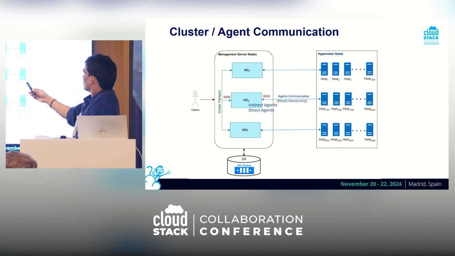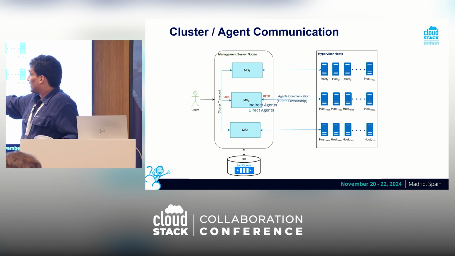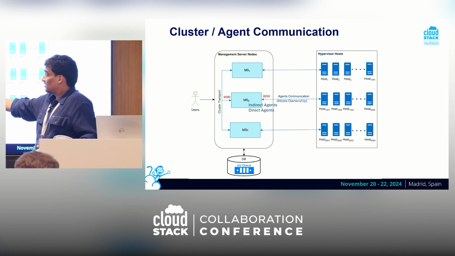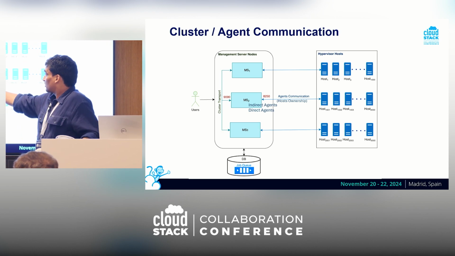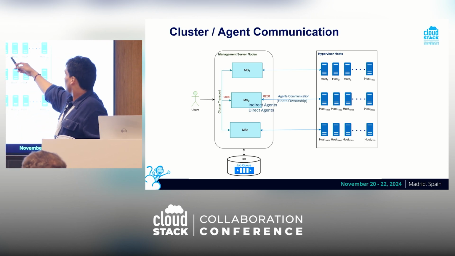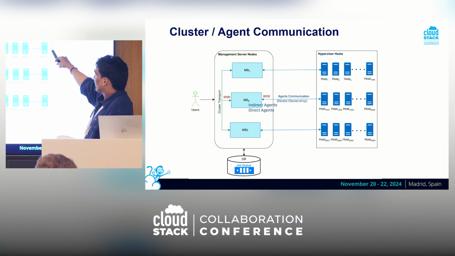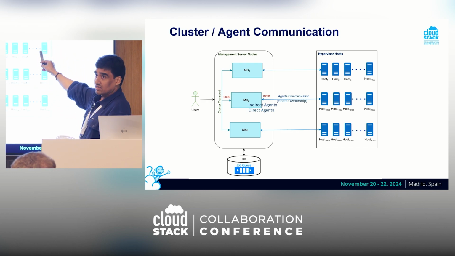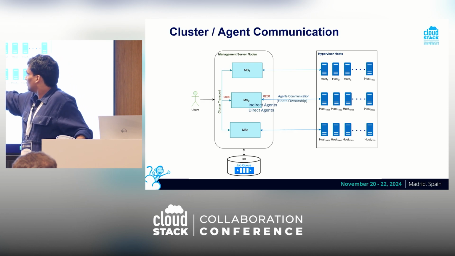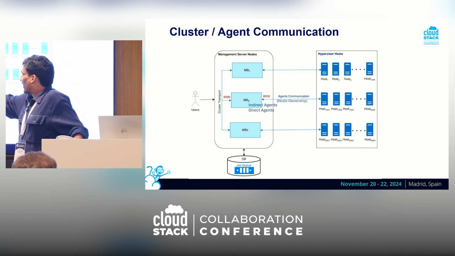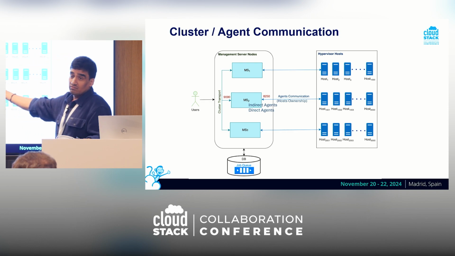And there are indirect agents and direct agents connected to the management server. So you can assume these as indirect agents, which are KVM agents connected to port 8250, and direct agents are like VMware and Xen server.